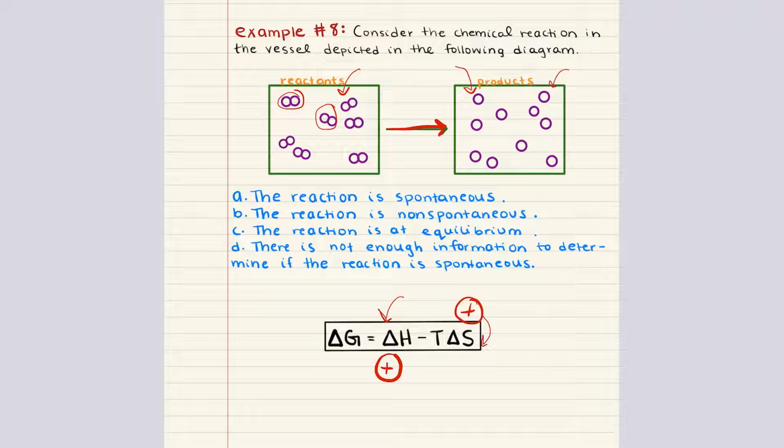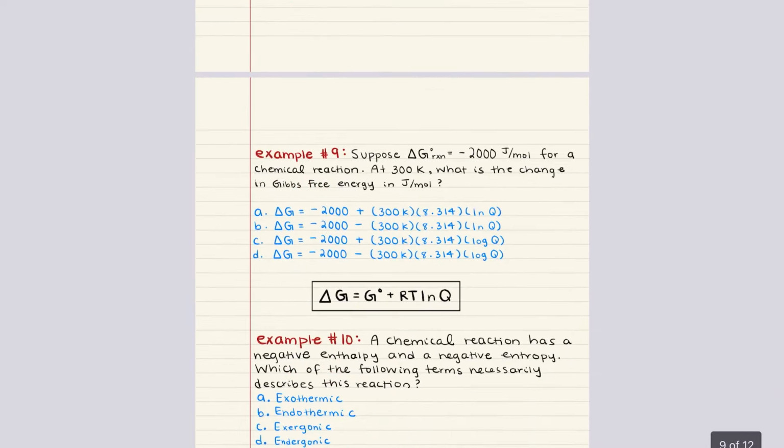If we cannot determine the sign of delta G, we do not know if this process is spontaneous, not spontaneous, or in equilibrium. And so the correct answer for problem 8 here is going to be D. There is not enough information. Wonderful. Let's move on to problem 9.